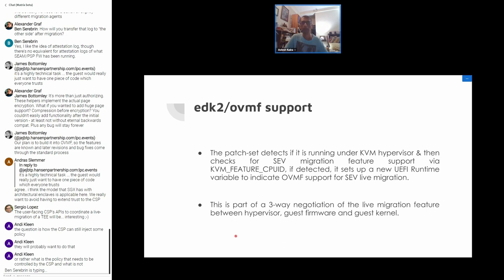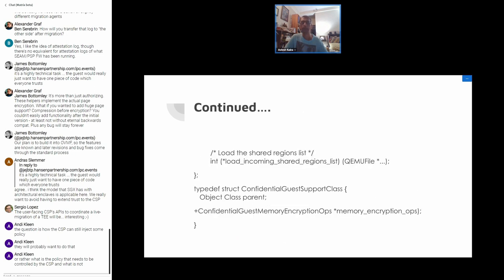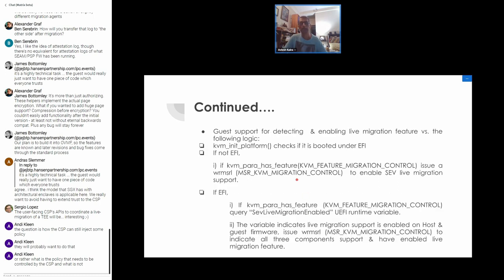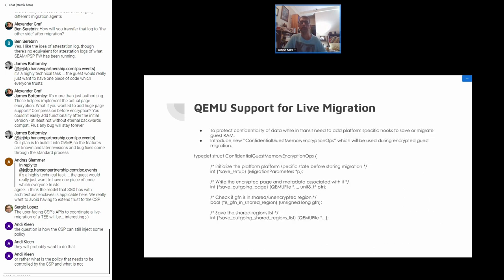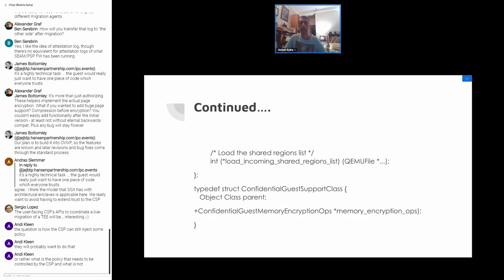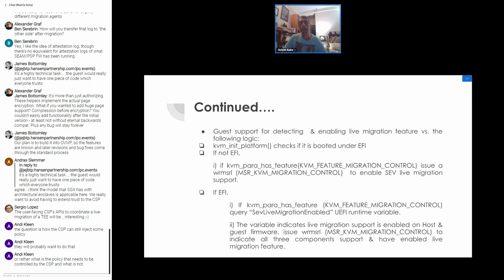Now I wanted to talk about a couple of features we discussed. One is how to support the guest kernel and the guest API. The other is the feature enabling part, the three-way handshake, and, if possible, what the QEMU support looks like, and whether this is the right place to add the encryption ops. These are the three main discussions, because these are the things that probably hold up the patches right now for upstreaming.